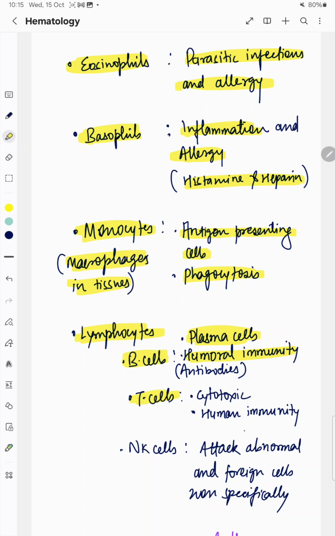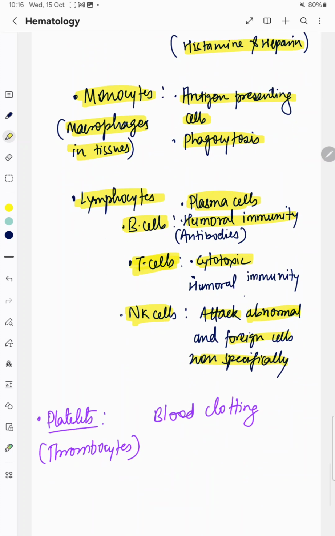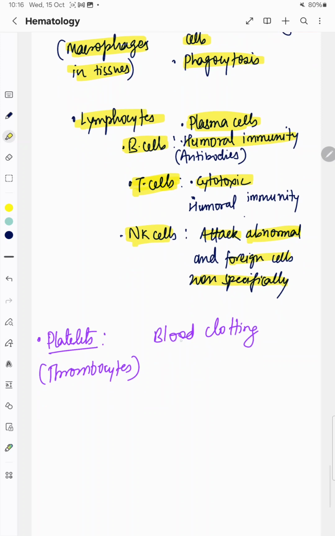T lymphocytes, as T cells, have various roles in our immune system. They may provide cytotoxic immunity or humoral immunity. NK cells or natural killer cells, as the name suggests, attack abnormal and foreign cells. Next, platelets or thrombocytes play an important role in blood clotting.